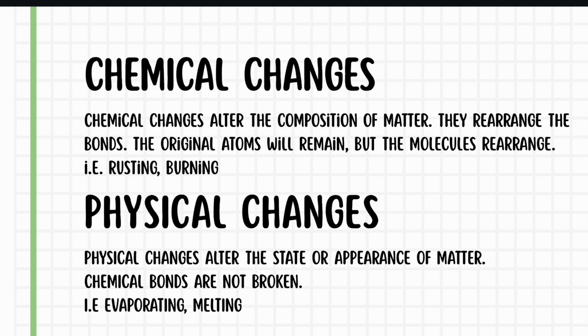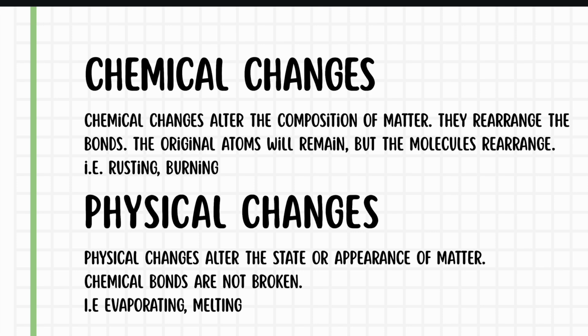Now let's talk about chemical changes and physical changes. Chemical changes alter the composition of matter, right? They rearrange the bonds. So while your original atoms will remain, the molecules are going to rearrange. Let's say you have water and it goes through some random chemical change. At the end, your product is still going to have hydrogen and oxygen. The original atoms, they're going to be the same, but your molecule is not going to be H2O anymore. Instead, it's going to have a different arrangement that's going to make it a different compound, right? So chemical changes actually alter the composition of the matter.